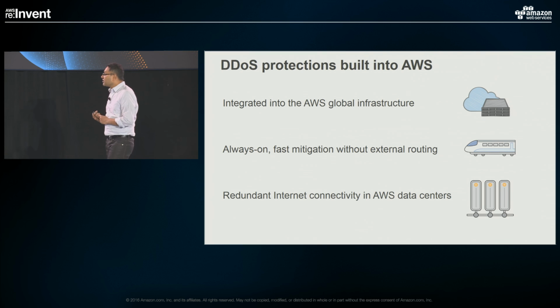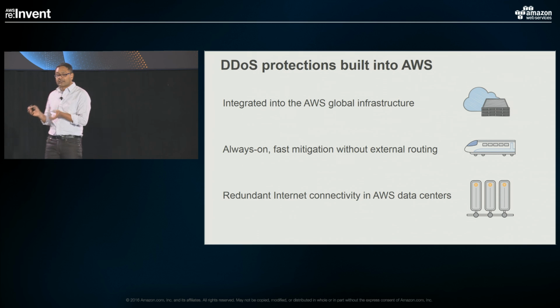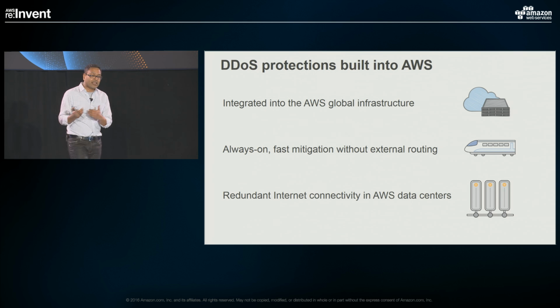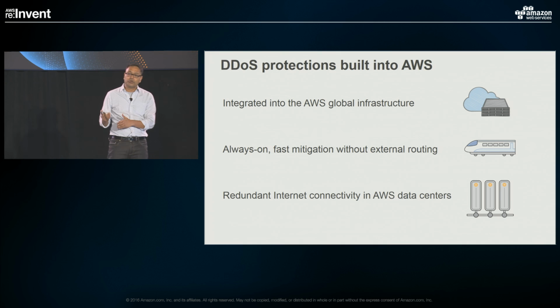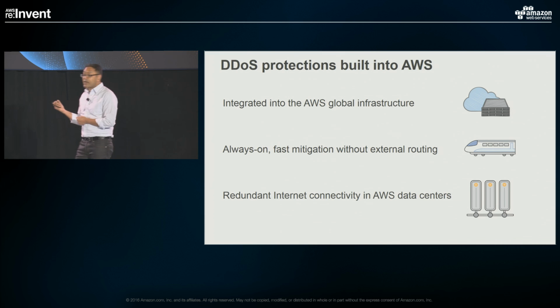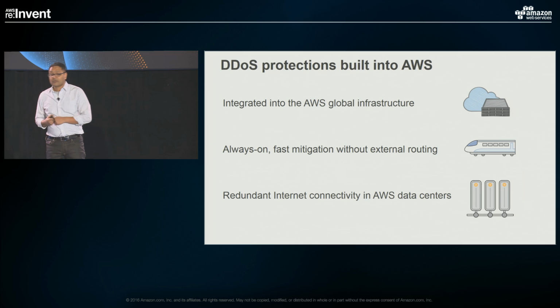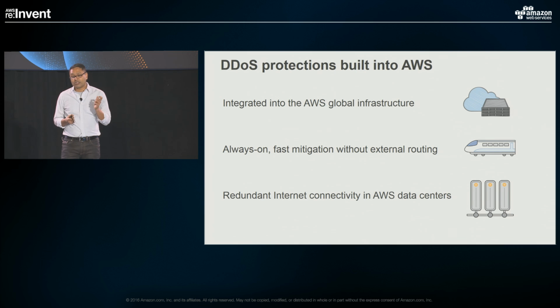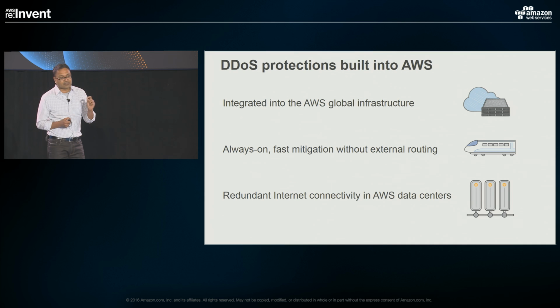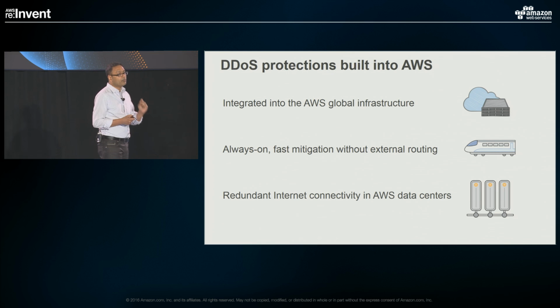So what we've instead done is we've integrated DDoS protection into the existing services that we already offer you, okay? And that means the same set of applications that you were using for scaling out are the applications on which DDoS protection is automatically built in. So it's integrated into AWS's global infrastructure. What that means is that it's always on.